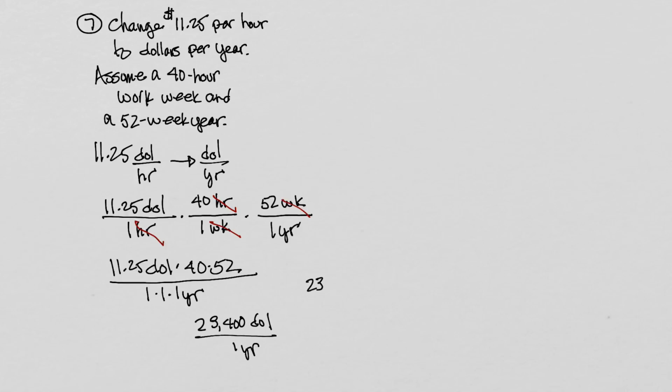So how about if we write that like this? We're making $23,400 per year. So if you make $11.25 an hour and you work a 40-hour week for 52 weeks a year, at the end of the year you will have made $23,400.